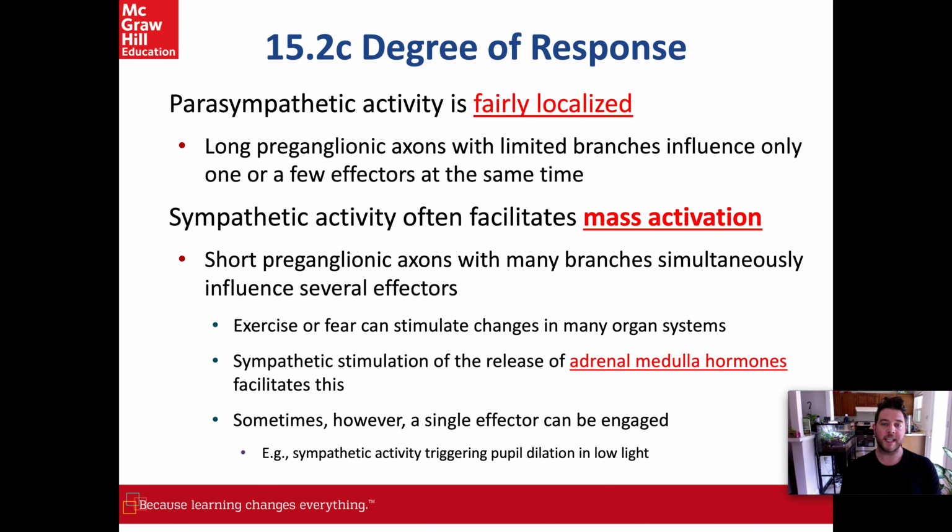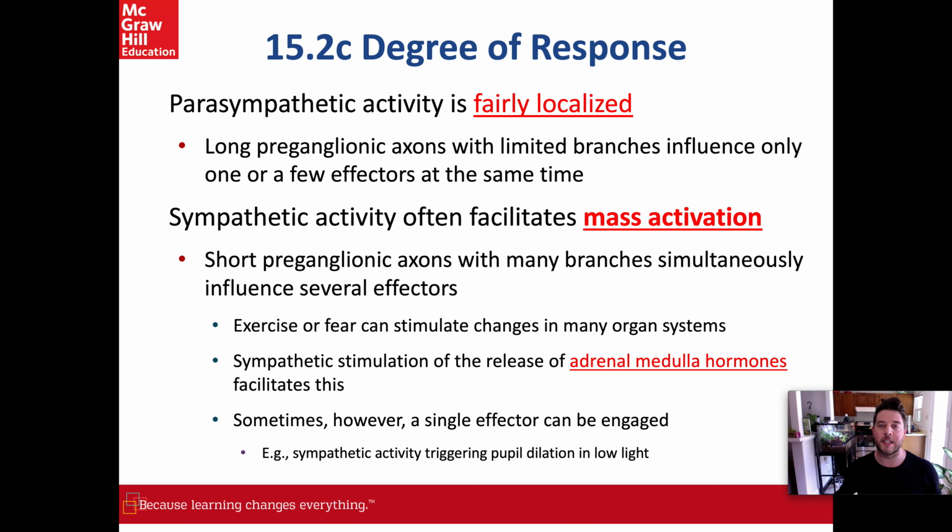Okay, parasympathetic activity tends to be fairly localized. The long preganglionic axons with the limited branches influence only one or a few effectors at the same time, whereas sympathetic activity tends to facilitate mass activation. You have short preganglionic axons with many branches simultaneously influencing several effectors, so its response is being spread out.